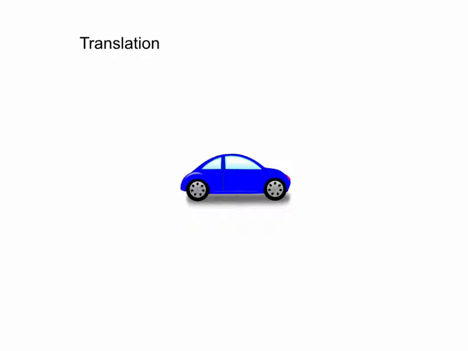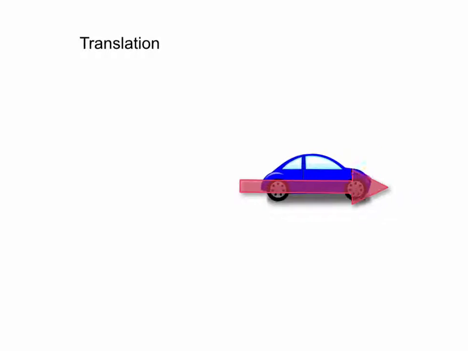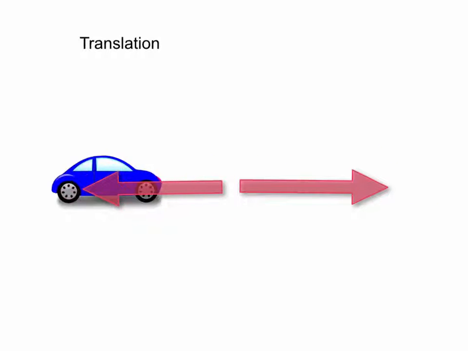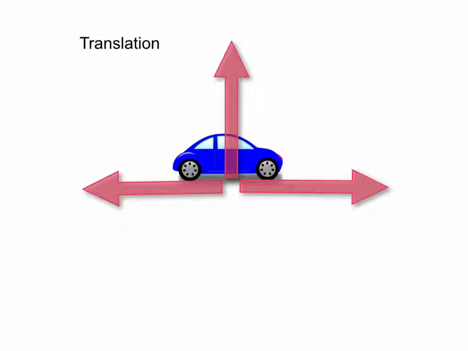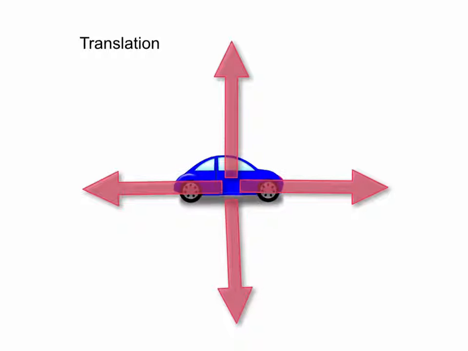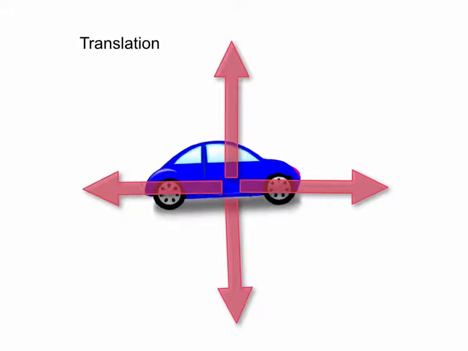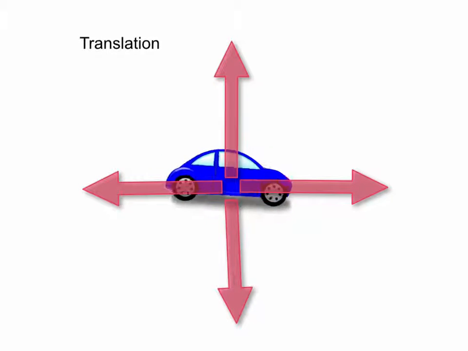Translation is a very simple concept. It means the process of changing the position of the object without changing the size or the orientation of the object. Take this car as an example. I can move this car to the right or to the left, or I can move it upward or move it downward without changing the size of the car or the orientation of the car.